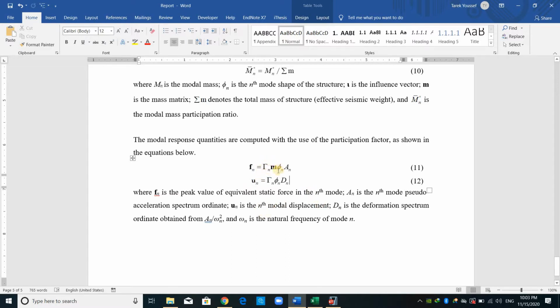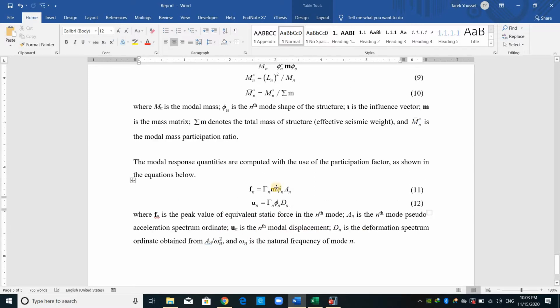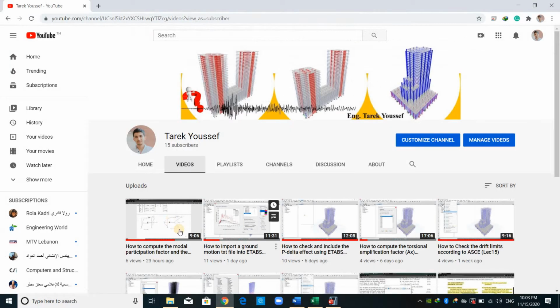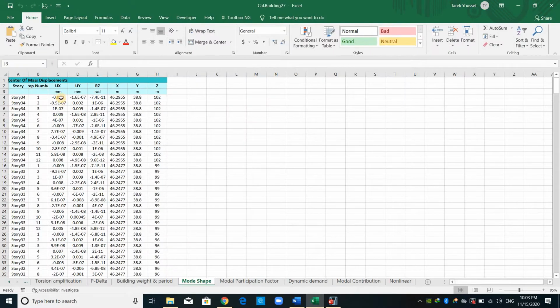We need the modal participation factor, the mass matrix, mode shape and acceleration, and this D means the deformation spectrum, which is equal to acceleration divided by the natural frequency. I have shown you before how to compute the modal participation factor. In this video, you may check it again. However, I have obtained the mode shapes with three numbers after the digit, and we need to include more numbers in order to obtain more accurate results.